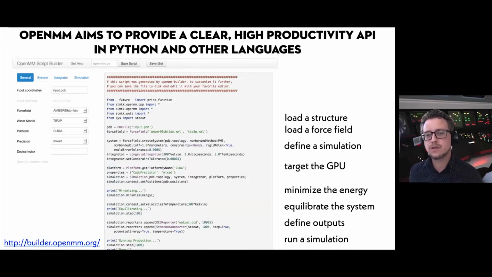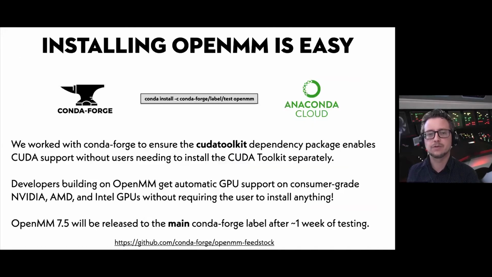for molecular simulation. This little script, actually built by a script builder that's online for first-time users, allows you to pick a structure and load a force field that's used to assign the energetics, define the simulation you want to run, tell it which GPU you want to run on, and then do your basic operations like minimize the energy, equilibrate the system, say what you want to save from a simulation, and then run that simulation. And instead of having its own scripting language, which a lot of other molecular mechanics codes do, it's just Python, and it interoperates with the entire Python ecosystem, making it very flexible.